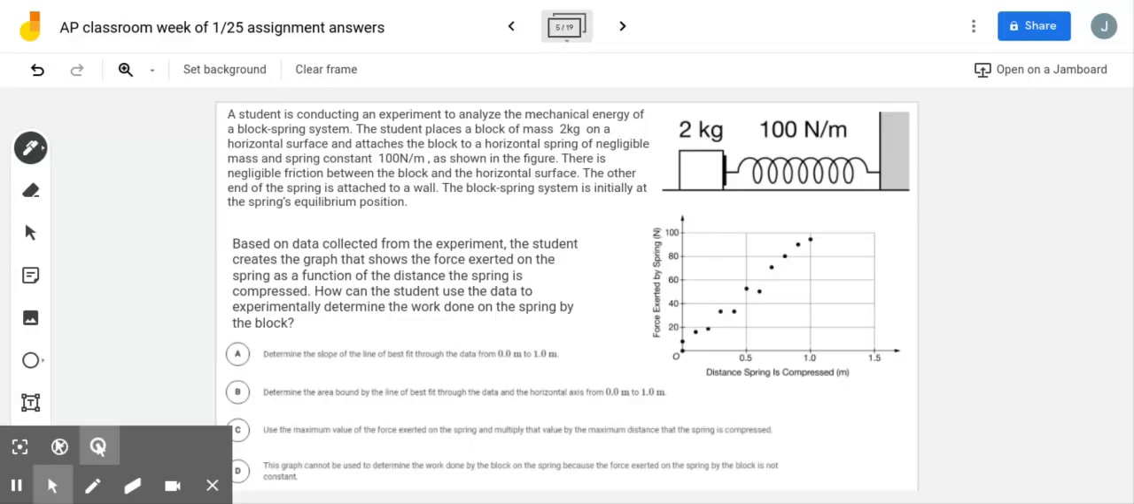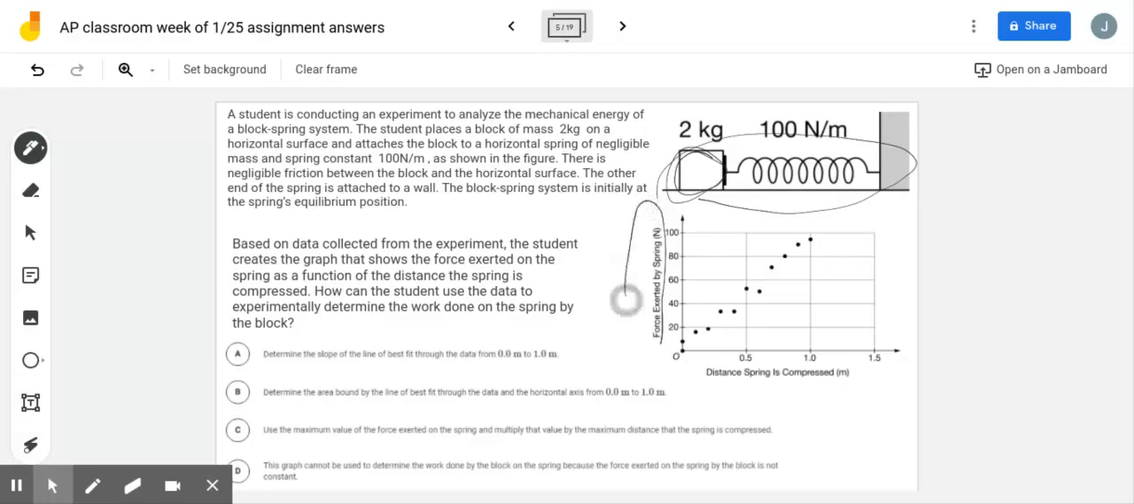The block-spring is initially at the spring's equilibrium. So right here, this is equilibrium. This block does not have any energy. It's not moving. It doesn't have GPE. It doesn't have EP. So based on the data collected from the experiment, the student creates the graph. It shows the force exerted on the spring as a function of the distance the spring is compressed. So if we compress it a certain amount, this is how much force we have to use, right?